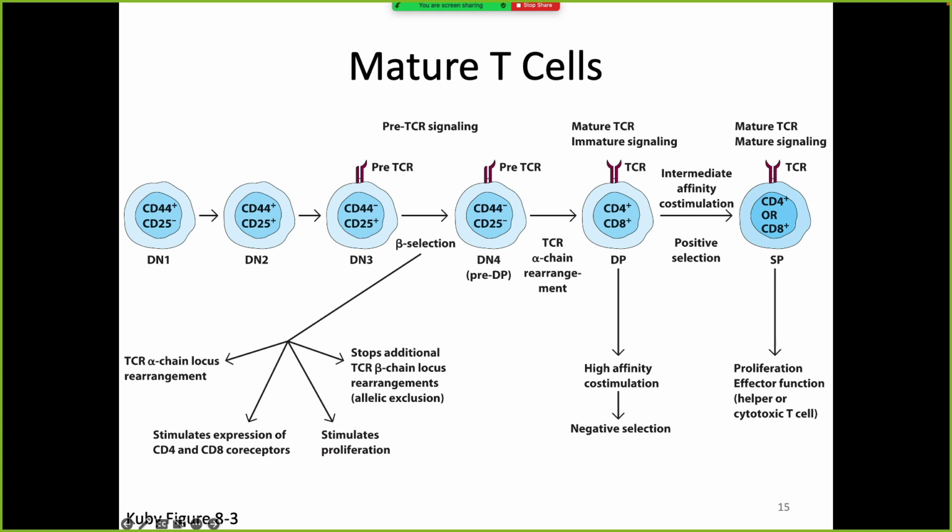So after positive selection, our T cell is going to become a single positive and be basically a real grown-up T cell that's ready to leave the thymus and do whatever function it was going to do as a real grown-up T cell.